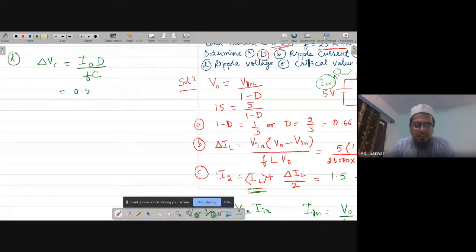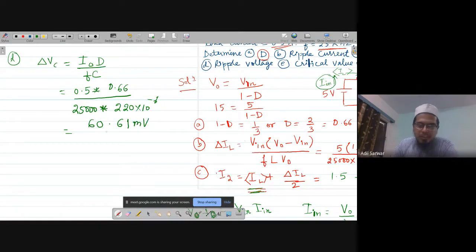So this is equal to 0.5 times D, which is 0.66, divided by 25,000 into C, which is mentioned in the problem, 220 into 10 to the power minus 6. If I calculate this, I will come up with this result: 60.6161 millivolts. So this is the ripple in the capacitor voltage, a very small ripple, in millivolts.